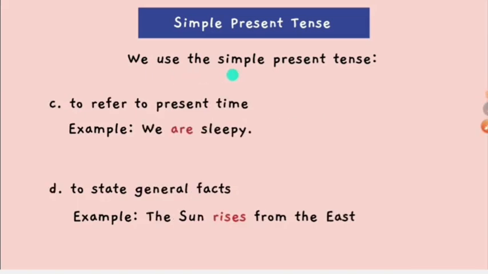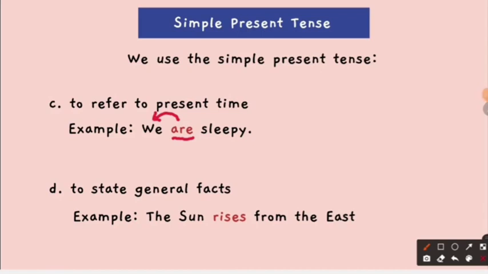We also use the simple present tense to refer to present time. For example, we are sleepy. So the structure here is subject plus verb to be plus adjective. Are is used as the verb to be because the subject is in a plural form.